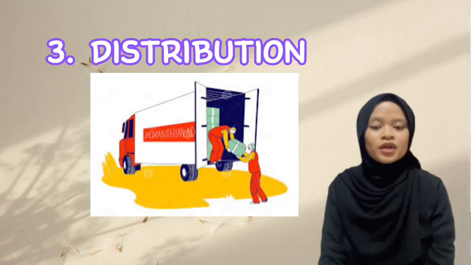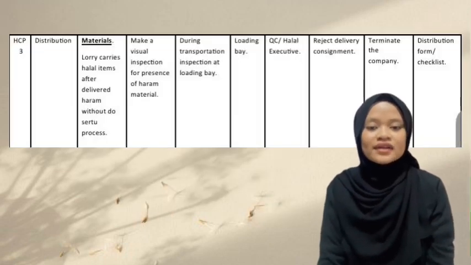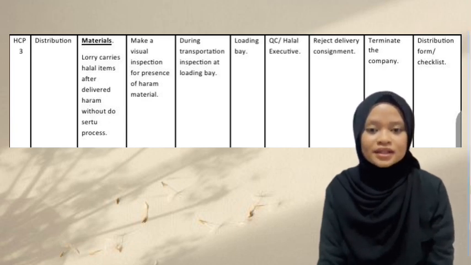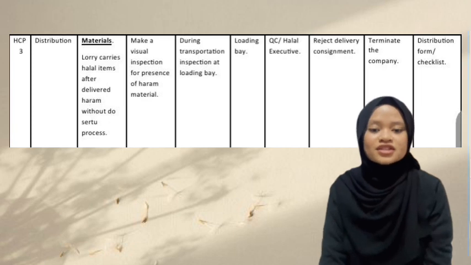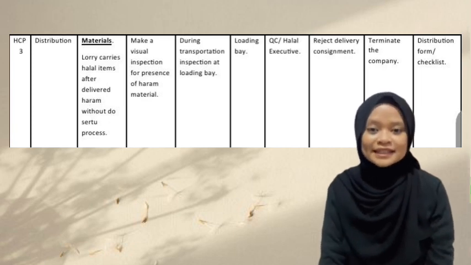We go to the last process step, which is distribution. For material, lorry carries halal items after delivered haram without doing certain process. How? Make a visual inspection for presence of haram material. When? During transportation inspection at loading bay. Where? At loading bay. And who? Quality checker or halal executive. The corrective action is reject delivery consignment, and the verification is terminate the company.